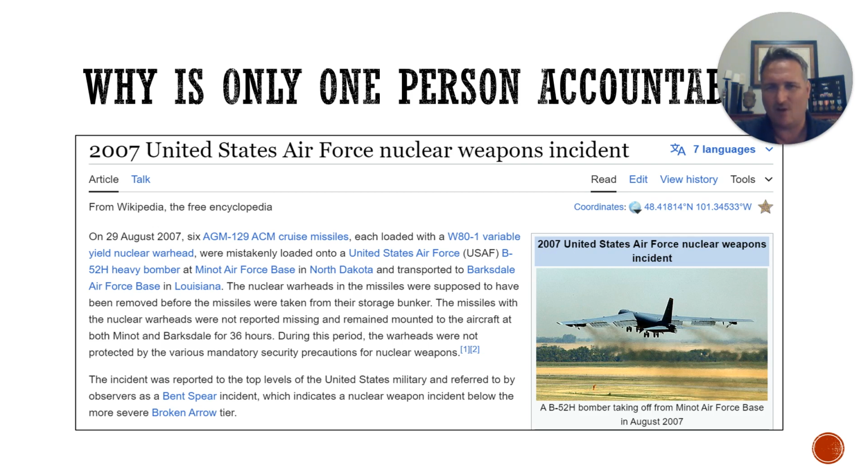This is the example that I always like to use whenever some executive pushes back and says, well, I think 2 people should be accountable. No, sir. One throat to choke in the event that something goes wrong.